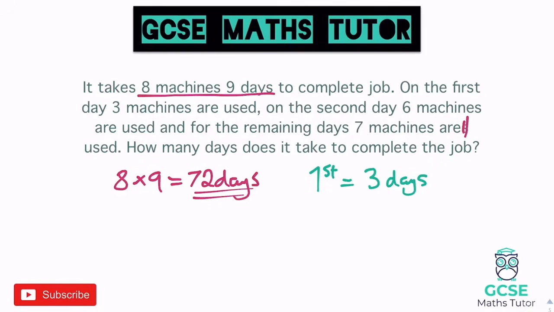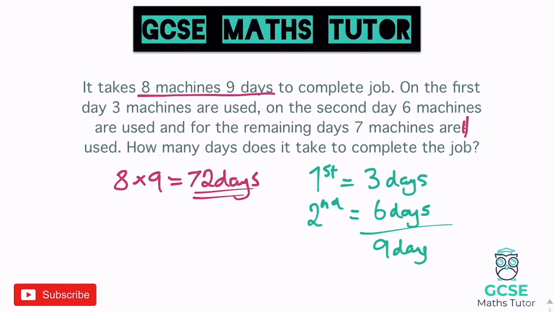It says on the second day, 6 machines are used. So on the second day, we've got 6 machines. That's only for one day again, so it's just going to be 6 days of work. Again, it could say for 2 days there, that'd be 12 days, but it's only one day. So 6 machines, 6 days of work there. And for the remaining days, 7 machines are used. So in total, we've done 9 days worth of work there.